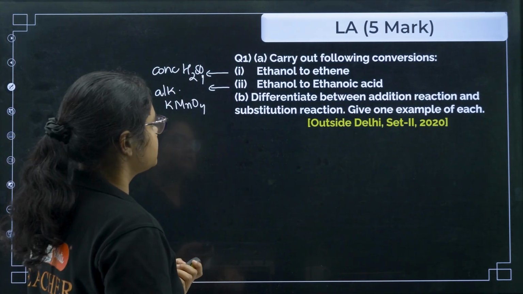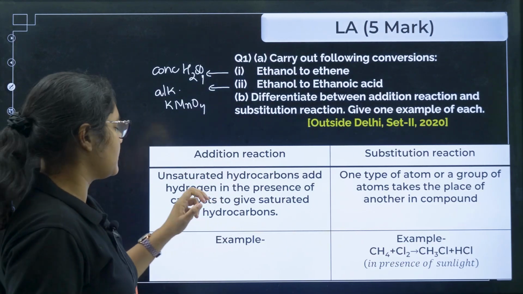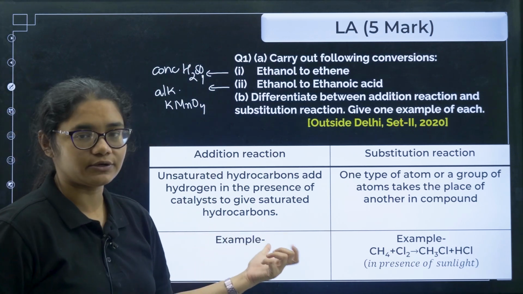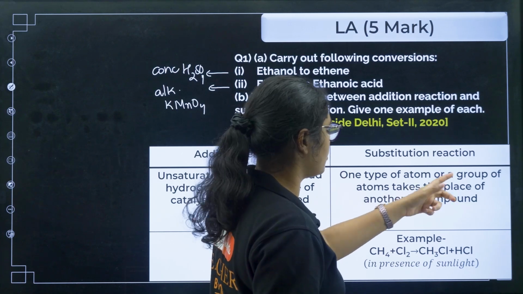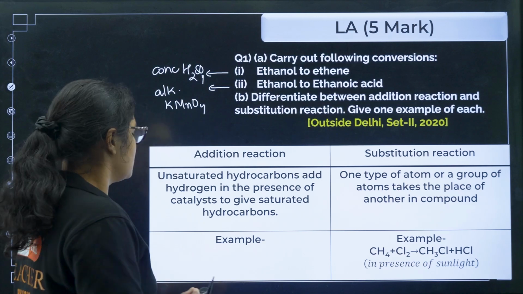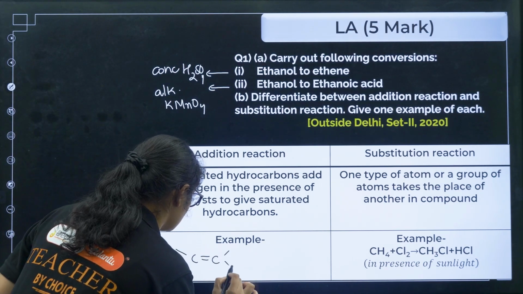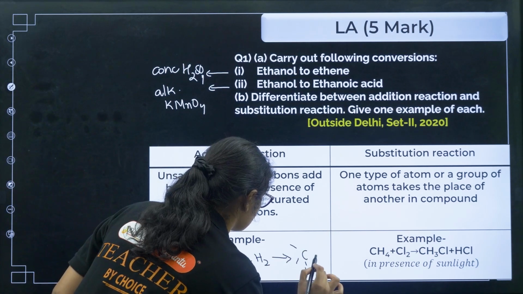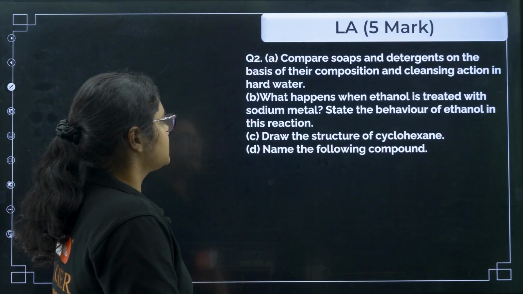Now the difference between the addition reaction and substitution reaction. In an addition reaction, unsaturated hydrocarbons add hydrogen in the presence of a catalyst to give you saturated carbons. And in the case of a substitution reaction, one type of atom or a group of atoms takes the place of another in the compound. Okay, now we will see examples here. If you add hydrogen here, we will get hydrogen here.